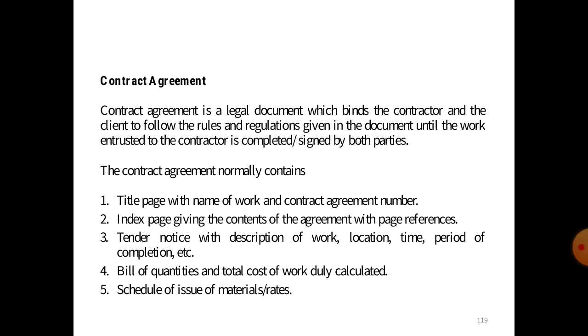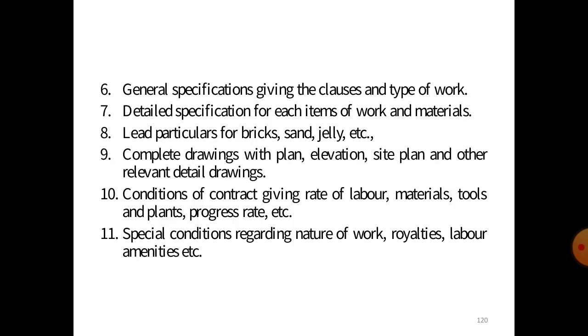Second is an index page linking the contents of the agreement with page references. Third one is a tender notice with a description of the work, location, time, period of completion, etc. Fourth one is a bill of quantities and total cost of the work duly calculated. And fifth one is a schedule of issue of material and rate. And sixth one is a general specification giving the clauses and types of the work.